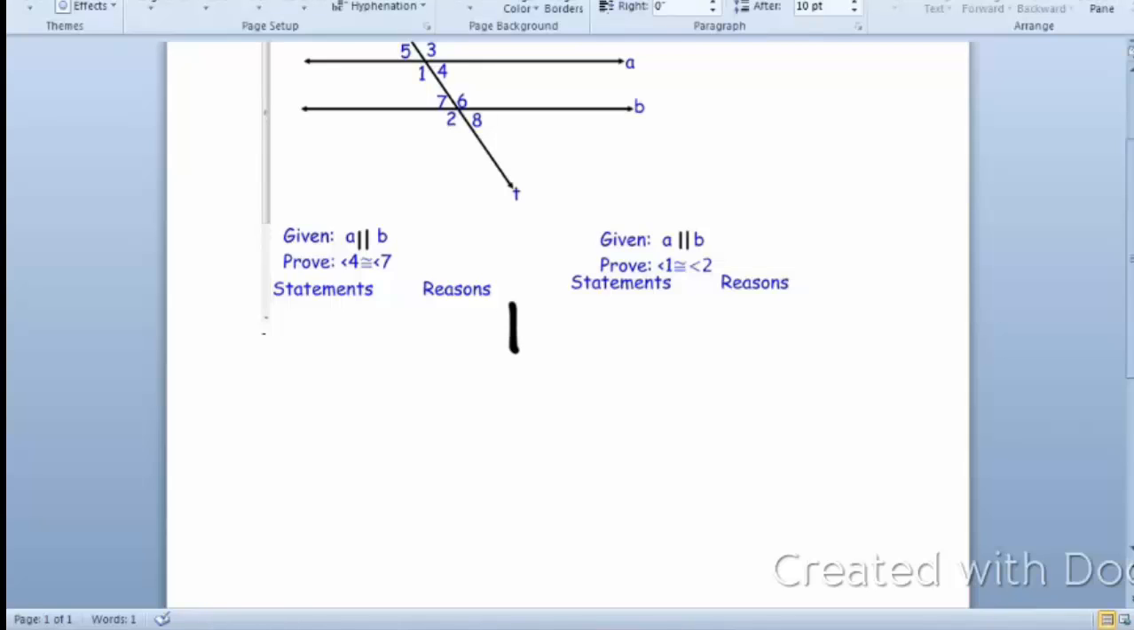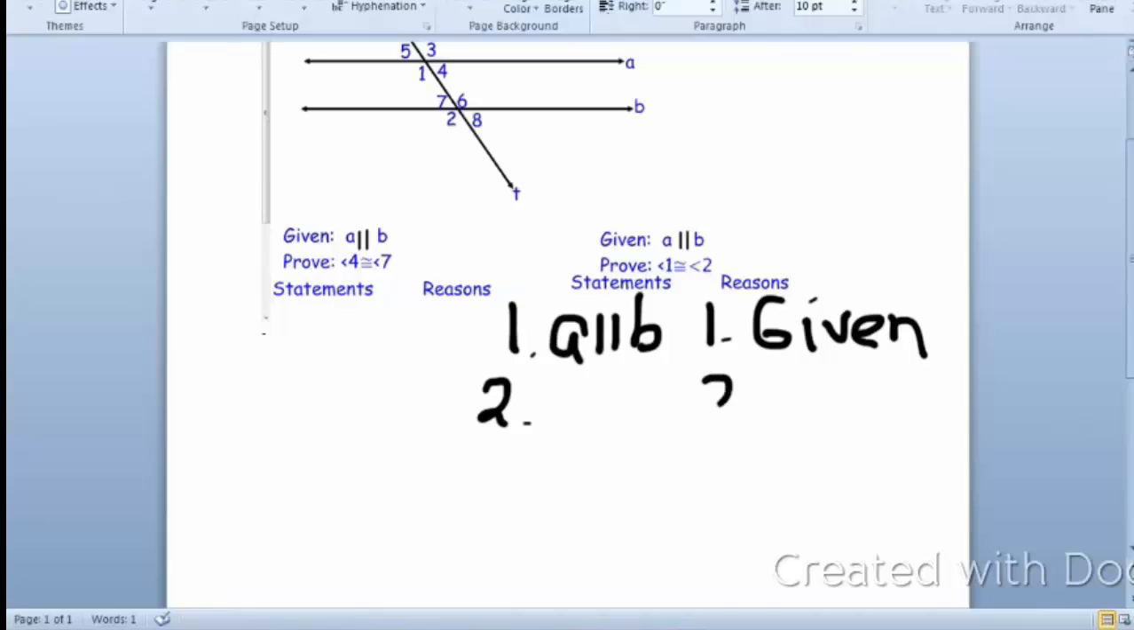Start again with the given information. A is parallel to B is given. Pick an angle other than 2 that angle 1 is congruent to in the problem. So we have some choices again. Angle 1 is congruent to 3, or angle 1 is congruent to 6. I'll use angle 1 congruent to angle 6.